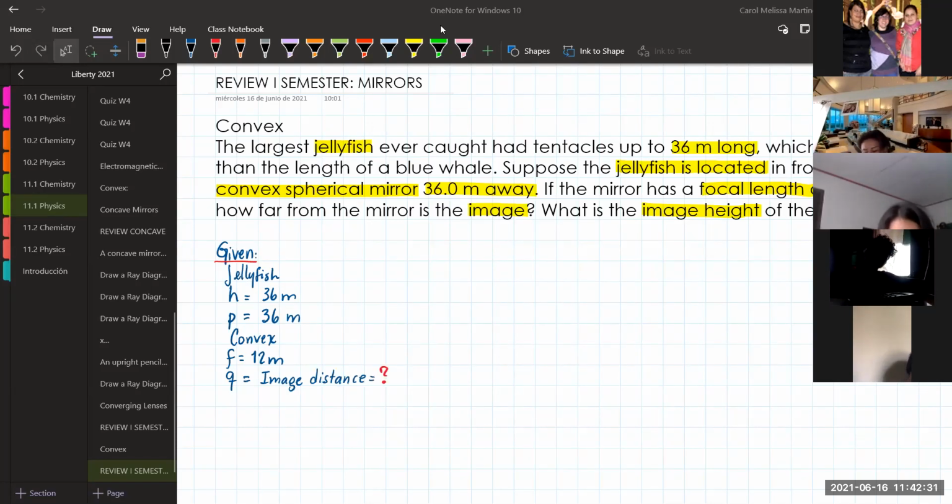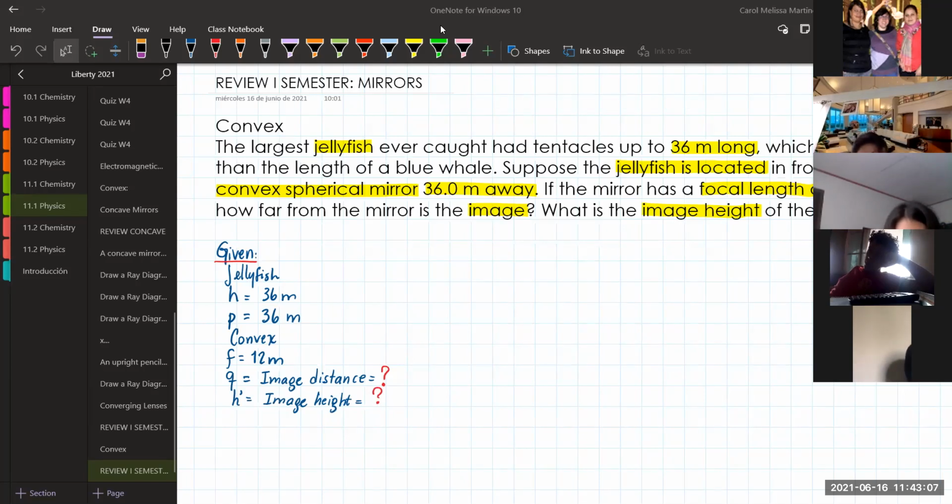And then it says, what is the image height of the jellyfish? So the image height of the jellyfish refers to this given h prime. h prime is equal to the image height, and I want to know what that is. It is also unknown.